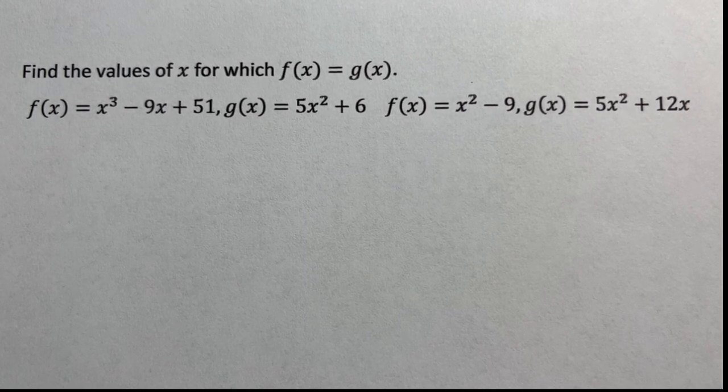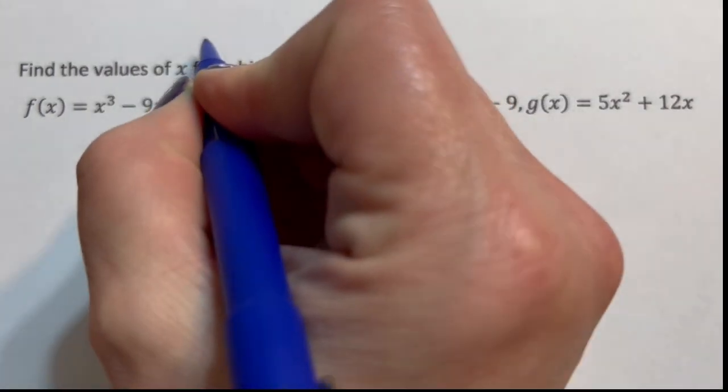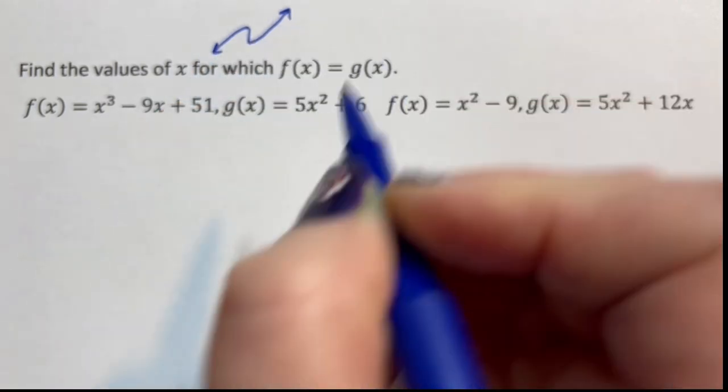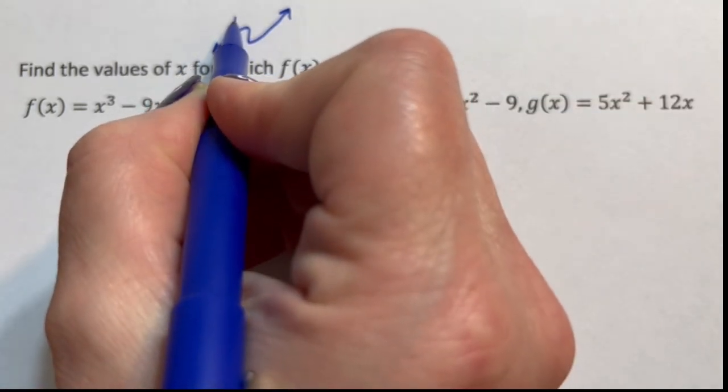Today I'm doing a series of videos on functions. In this video, I'm trying to figure out where two functions intersect. I think it's easier to understand what's going on if you think about what the graphs of these functions look like. For my first example, I have a cubic, which could look something like this, and a parabola, which could look something like this.